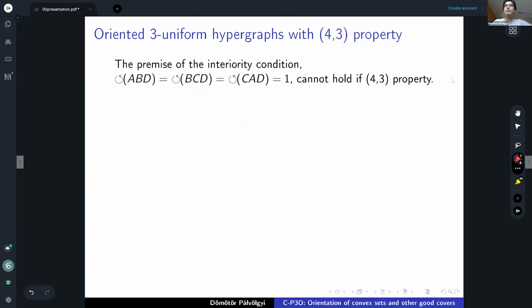Okay, and remember, I wanted to look at the force-free property. That was the original motivation. And notice that the premise of the interiority condition already cannot hold if you have the force-free property, because then ABC would also be non-intersecting. But from any 4 convex sets, I need 3 that do intersect.